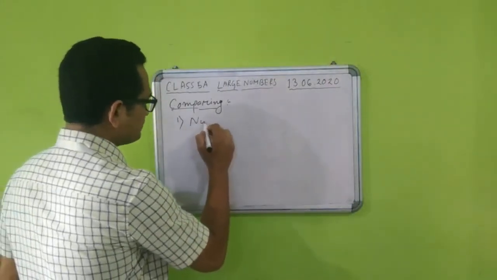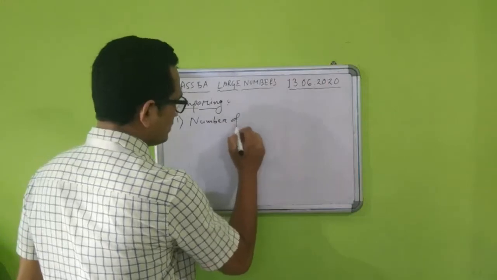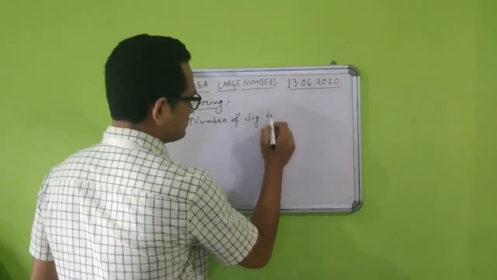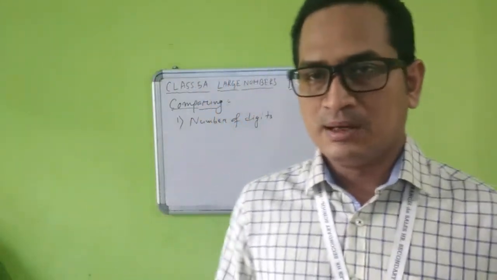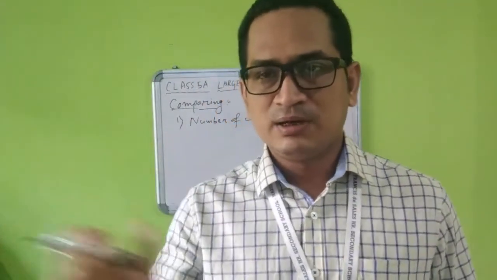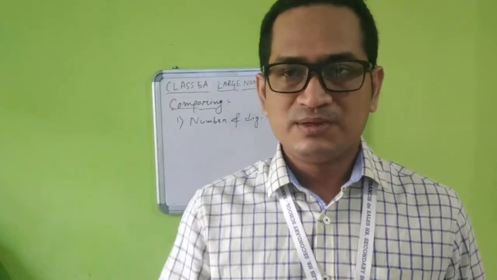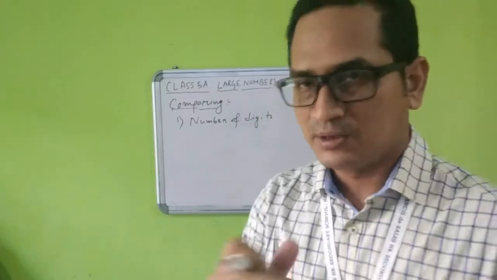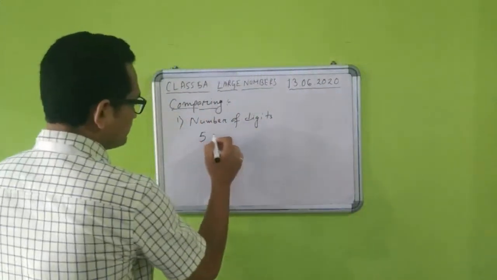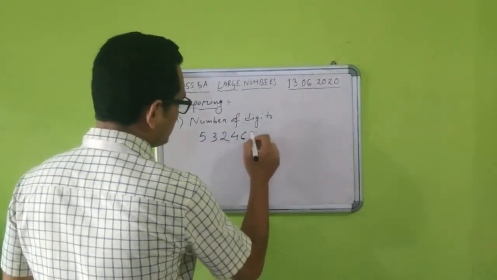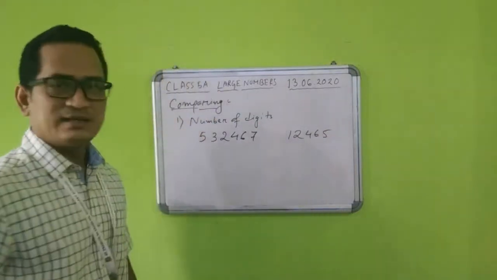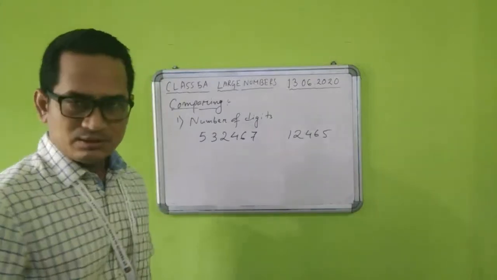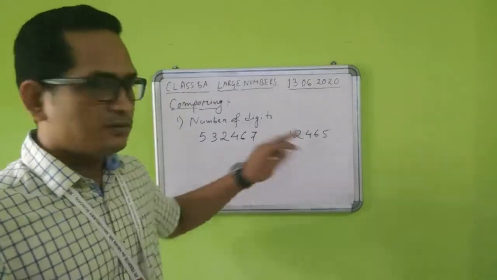Number of digits. That means suppose there are two numbers given. If one of the numbers has fewer digits and the other one has more digits, then obviously the number which has more digits will be the greater one. For example, let us take these two numbers. So this number and this number we need to compare.